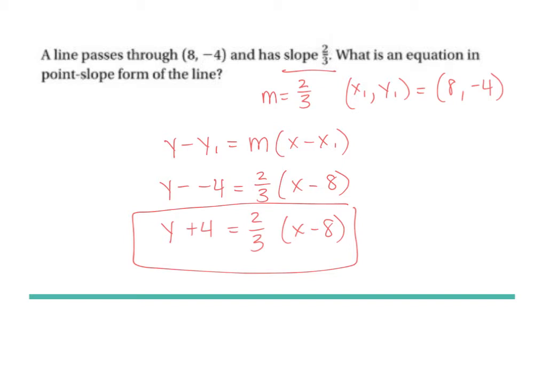Questions so far on point slope form? Okay? You guys with me so far? As it said, what is an equation in point slope form? An equation, you just write y plus 4 equals 2/3 x minus 8.